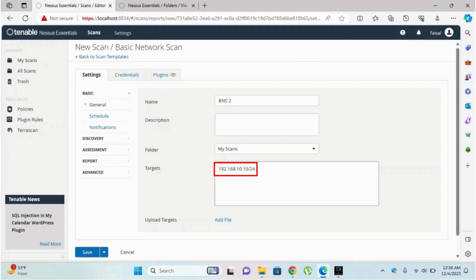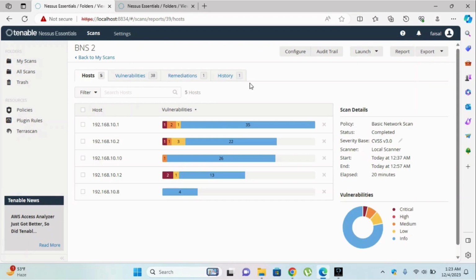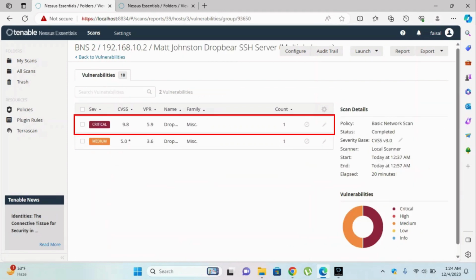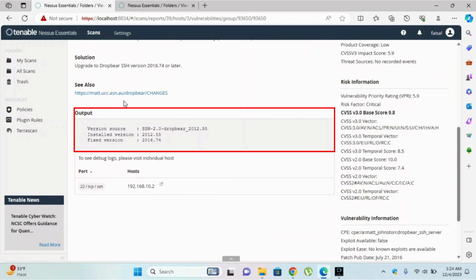For the second scan, we will perform a basic network scan of the complete network. For this, the complete IP range of the network is given. After completion of the scan, the list of all detected vulnerabilities is shown. Here, details about one of the critical vulnerabilities are shown, that is, an outdated version of Dropbear SSH server is running. The solution for this is also given. It also shows the current and recommended version of the software.